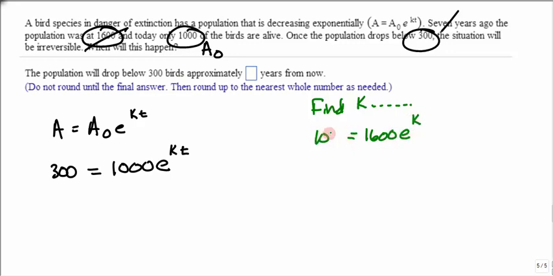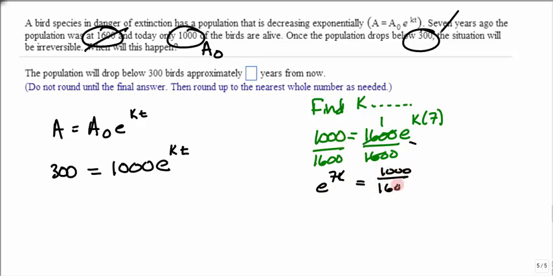And now it's 1,000. So this is my initial value. This is my ending value, e to the k, and this happened in 7 years. So what we can do now is solve for k. We divide both sides through by 1,600, and you have to be careful here because you don't want to do any rounding. So I have e to the 7k, putting my variable on the left, equals 1,000 over 1,600.